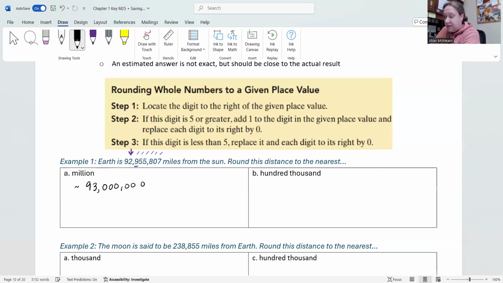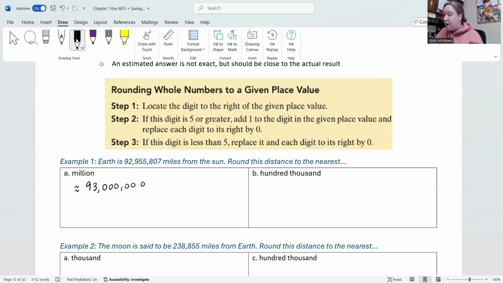So we would say that the distance from Earth to the sun is approximately 93 million, okay? So what we were really doing is we were taking this number, 92,955,807, and we were asking ourselves, is this closer to 92 million or to 93 million? In this case, it's closer to 93 million, okay? Let's look at part B.